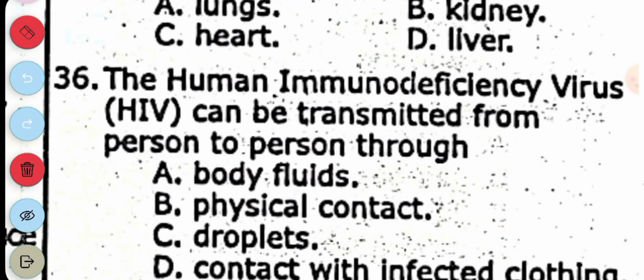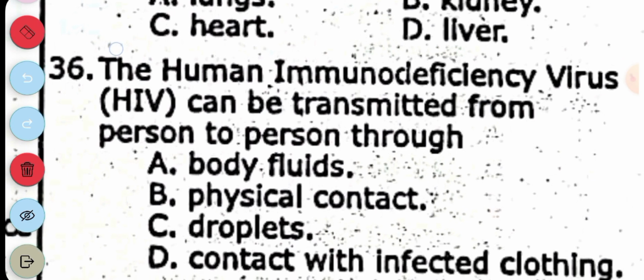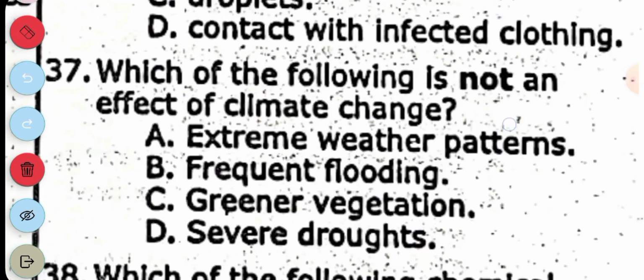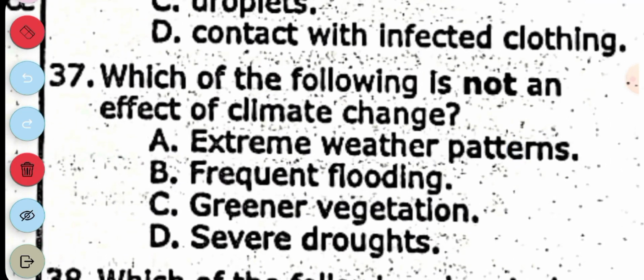36. The human immunodeficiency virus can be transmitted from person to person through A. Body fluids, B. Physical contact, C. Droplets, D. Contact with infected clothing. Body fluids, that's A. 37. Which of the following is not an effect of climate change?